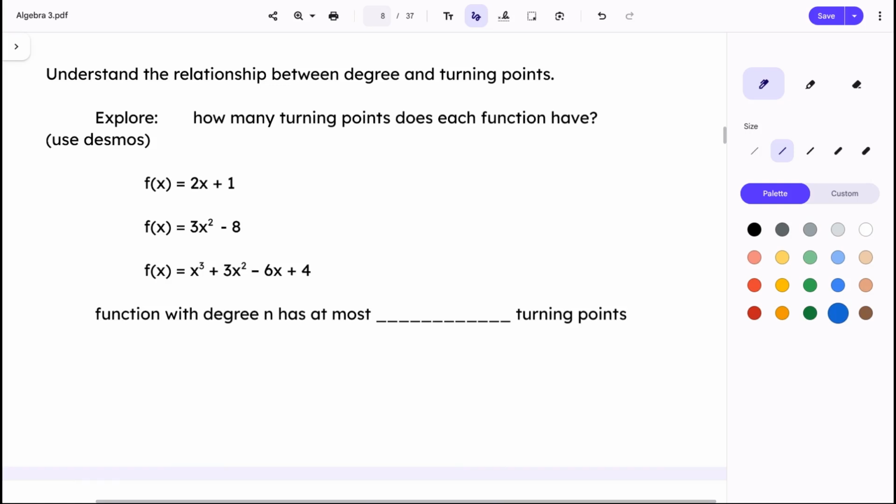Understand the relationships between degrees and turning points. So I have Desmos pulled up here. I'm going to switch to that, and we're going to actually look at these together, and I want you guys to keep track of how many turning points the function has. Okay? Do we have to use Desmos at all this year? Probably not, no.